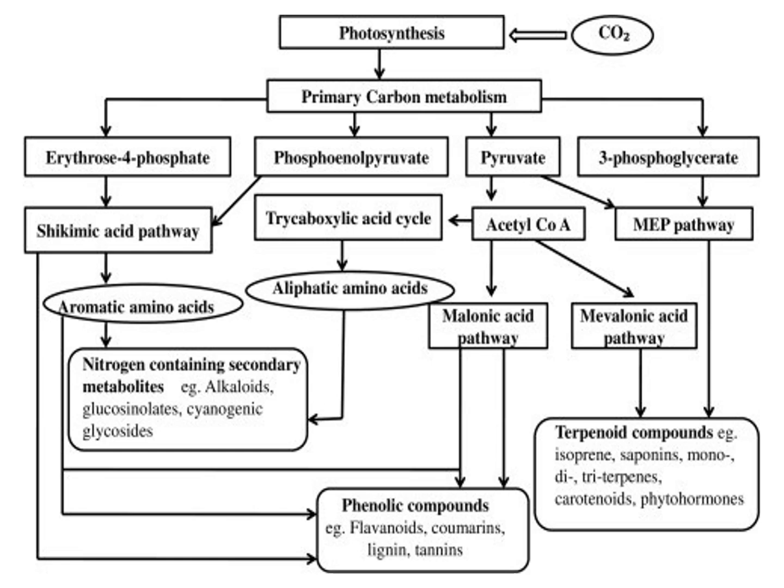At the end of that, it shows in the rectangular shape, you can say at the end of the steps, there are some secondary metabolites which are formed, known as alkaloids, glycosides, cyanogenic glycosides, flavonoids, coumarin, lignin, tannins, and some of the terpenoid compounds.